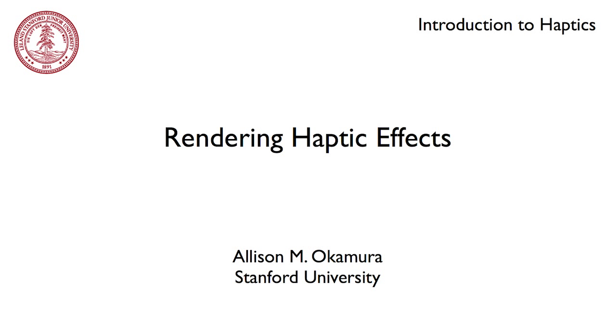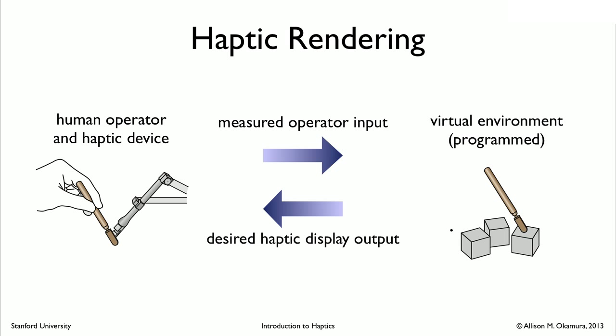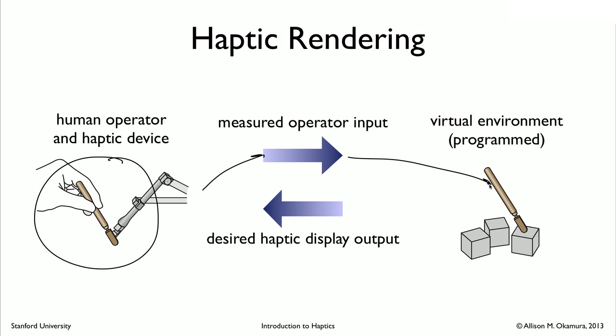Today we're going to talk about rendering haptic effects. In the previous lecture, we gave an overview of how haptic rendering works, and let me just briefly review it now. The idea is that you have a human operator who is holding on to the end effector or the haptic interaction point of a haptic device. That device measures the operator input, and that movement of the stylus is getting translated into a virtual environment.